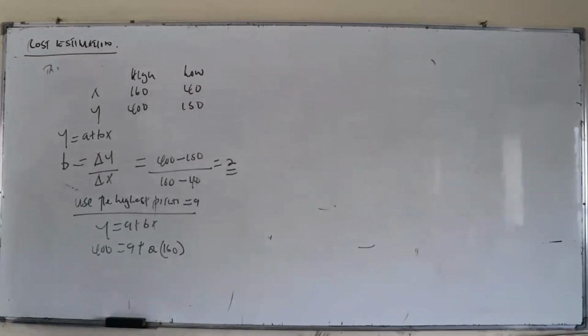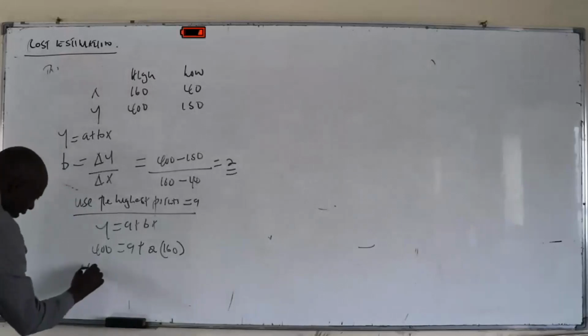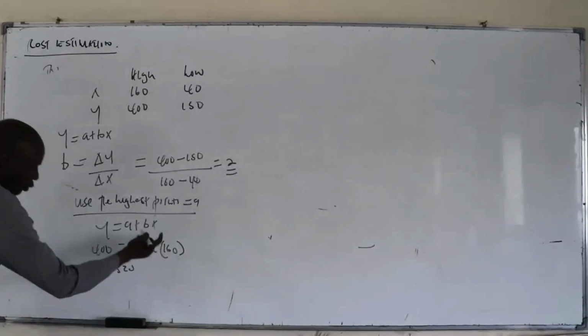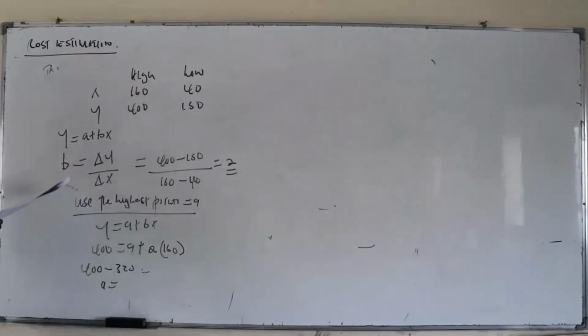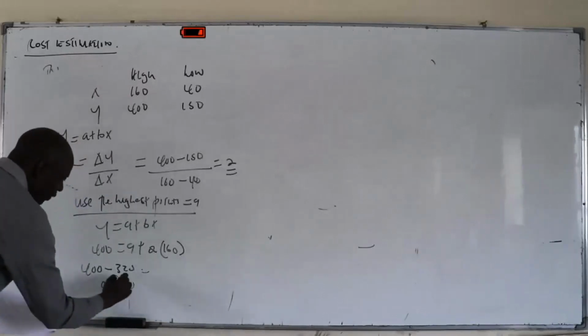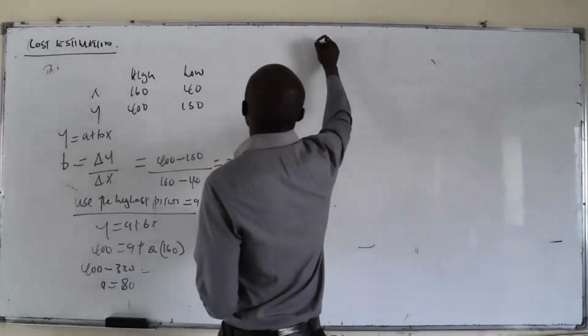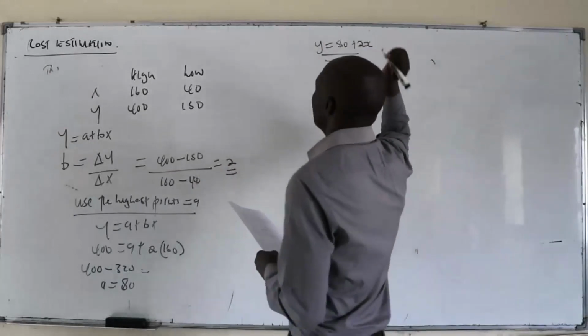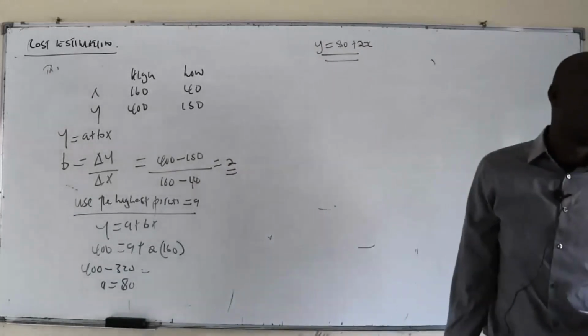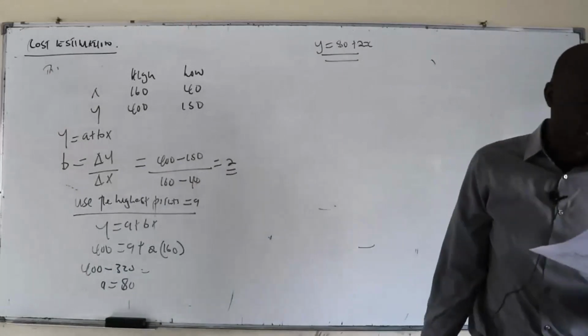And then it crosses the other side. It can sometimes even be negative. Some students, when they get negative, think they have got it wrong. Don't worry even if it is negative. So it crosses the other side, and you take 400 minus 320. That will be our a, which is 80. So our estimation equation is y equals 80 plus 2x. That is how we develop an estimation equation using the high-low method.